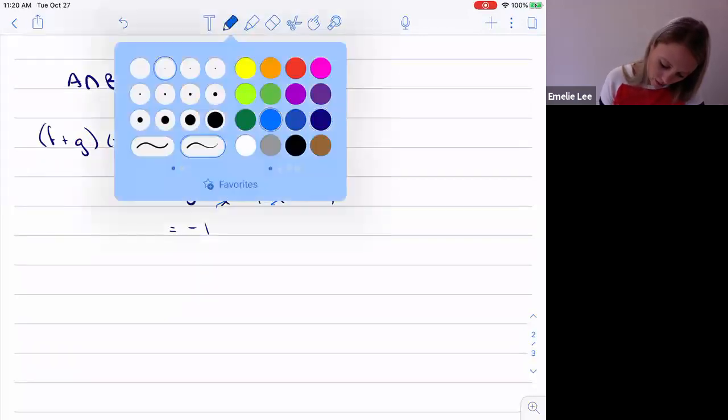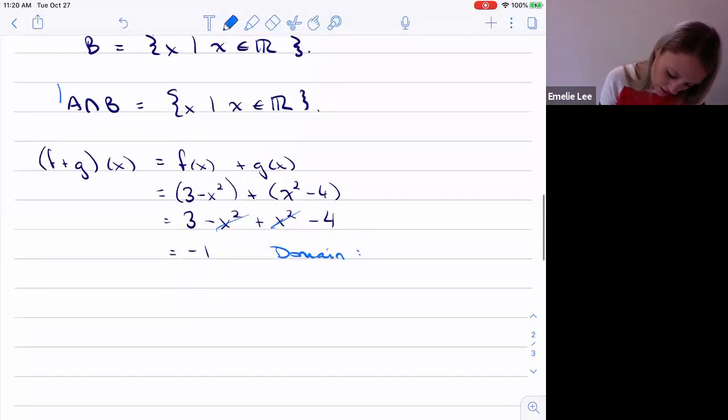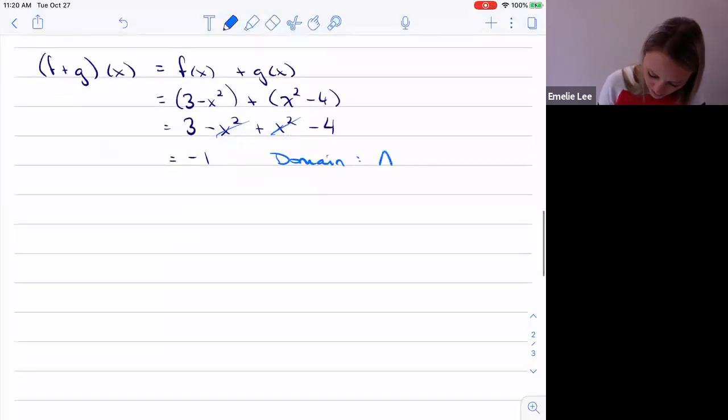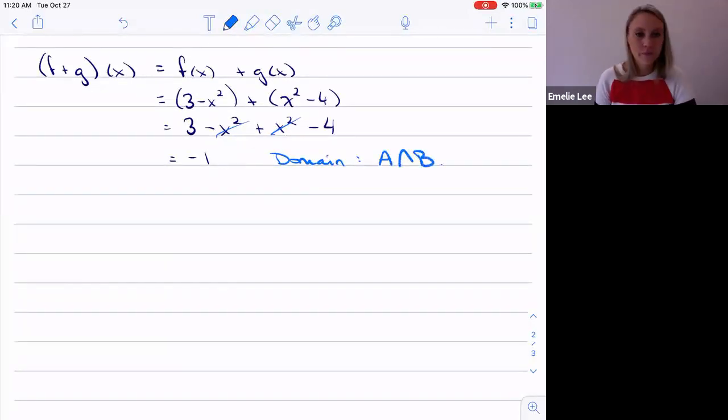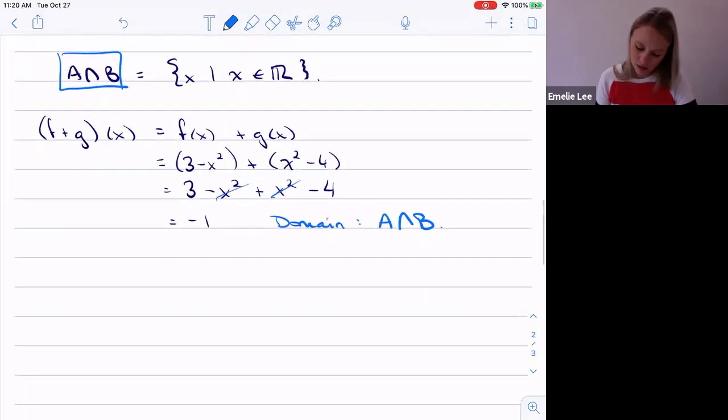And then the domain is the set of x's, or whoops, I already defined it as A and B, so what I'll just do is A and B. Okay, there. Maybe I should make that look more curved. There.